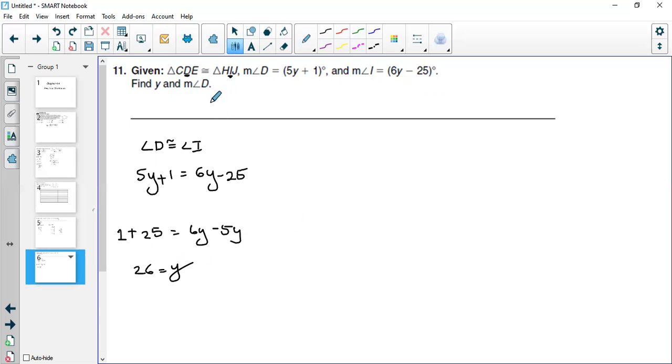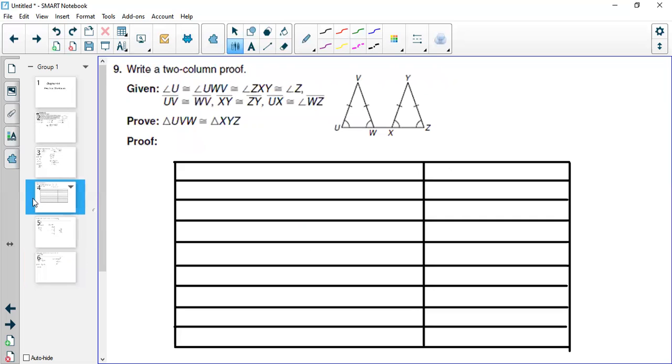Now we could easily find the angle measure of angle D. So angle D is going to be 5y plus 1 degrees, which means 5 multiplied by 26 plus 1. So 5 times 26 is 130. 130 plus 1 is 131. And you are done with these questions. The question solving is easy. Now let's come to this one.